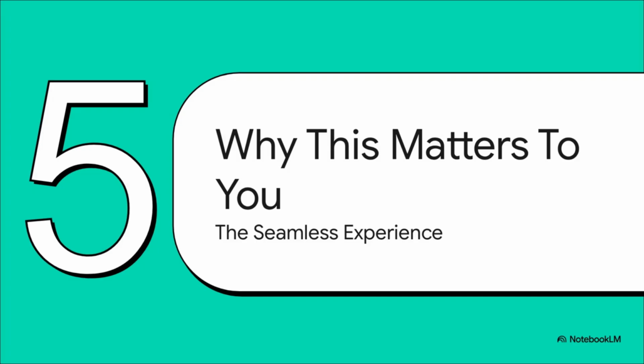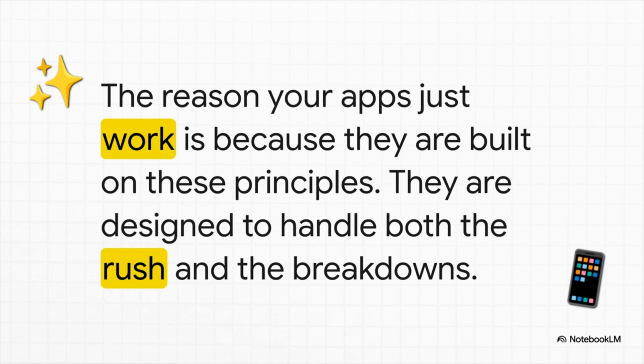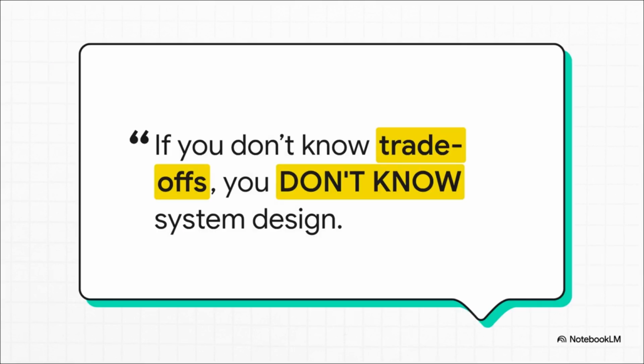So we've talked about baristas and coffee machines, concurrency and redundancy, but why does any of this actually matter to you when you're just scrolling through your phone? It matters because this is the invisible magic that makes modern technology feel so seamless. The only reason your favorite apps feel fast and responsive and are always available is because armies of engineers have built them using these exact principles. They're designed from the ground up to handle both the massive rush of global users and the inevitable breakdowns that happen behind the scenes.